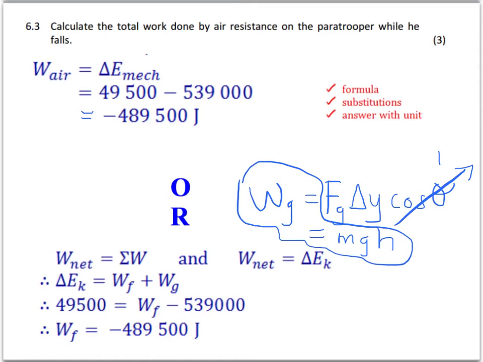There's a mistake here. This should be a positive sign, but that mistake isn't carried forward into the next line. So you'll see correctly that we get the work done due to friction is negative 489,500 joules, and energy is removed from the system.